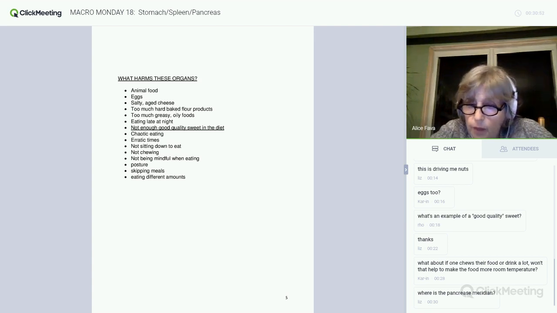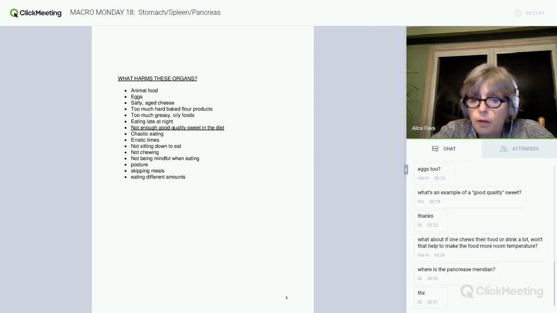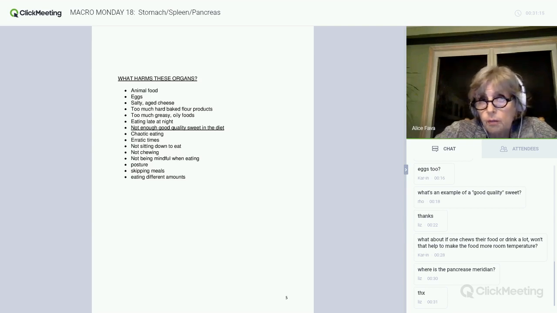Where is the pancreas meridian? The pancreas meridian is associated with the spleen meridian. Spleen and pancreas are the same meridian. They don't differentiate. But the pancreas is right behind the stomach, so anything that you do to help the stomach meridian will help the pancreas too, because it's right behind the stomach and a bit to the left. So they're all stuck together there.